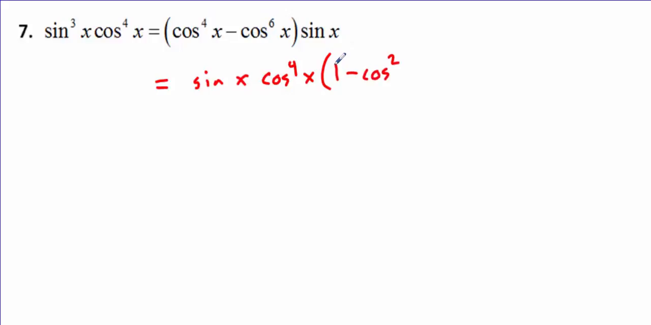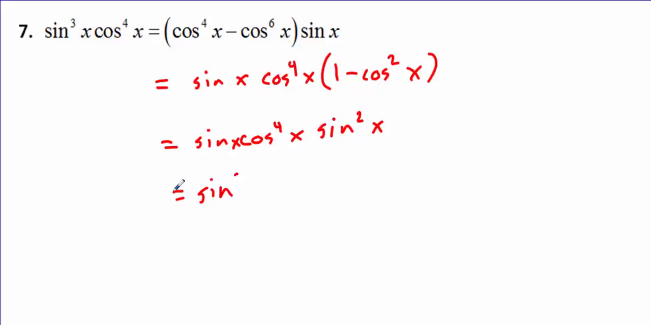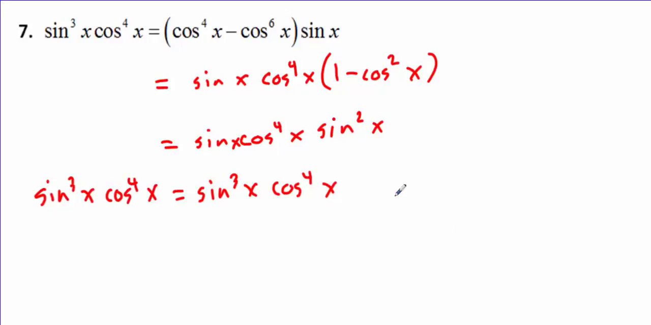And then all of a sudden, this problem just became a lot less intimidating, because we've seen this many times. We know that 1 minus cosine squared is sine squared. And if you have sine of x times sine squared x, that's sine cubed x times cosine to the 4th x. And that, not surprisingly, is exactly what the left side of this equation already said. So I know I've got that one.